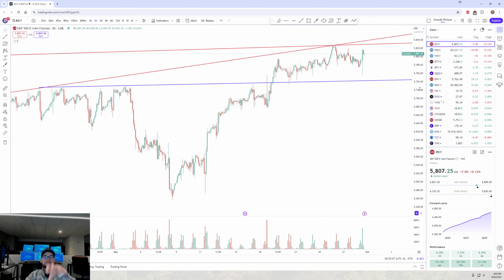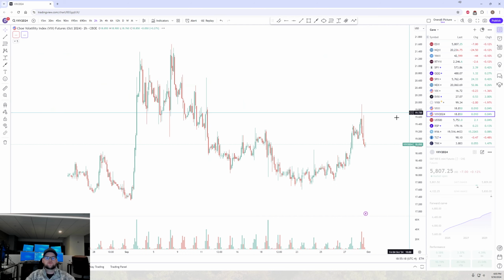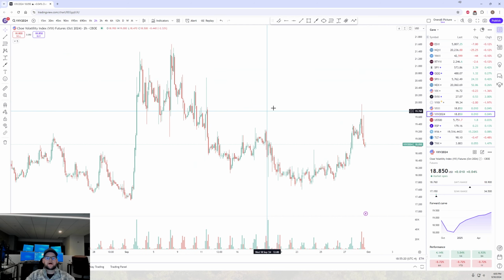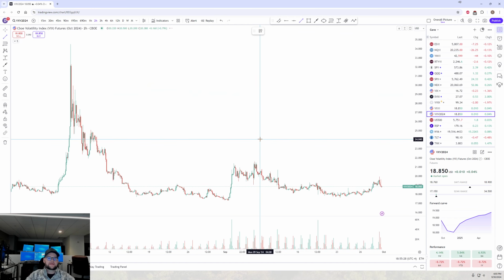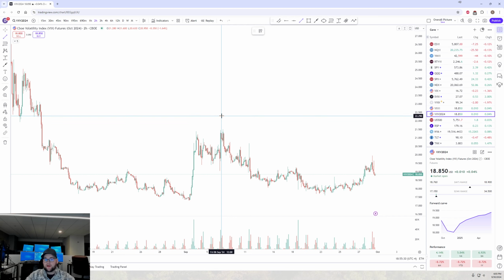Now, if that does breach, okay, and with aggression, and the bears do a good job of keeping a lid on price beneath that, you want to make sure to validate that weakness with a strong VIX, okay? And here's the area that I recommend looking at.